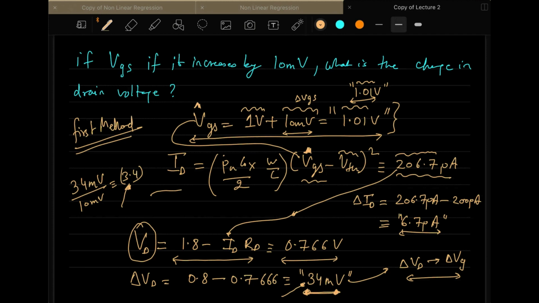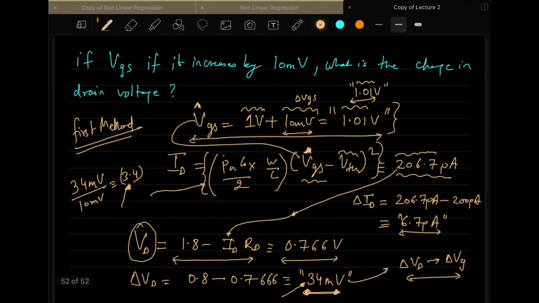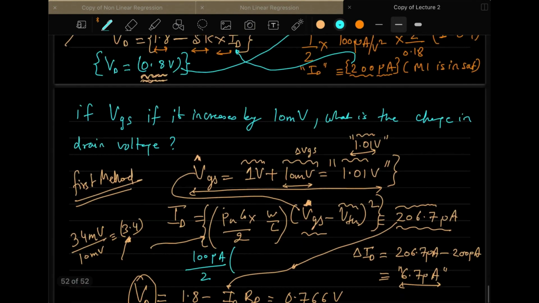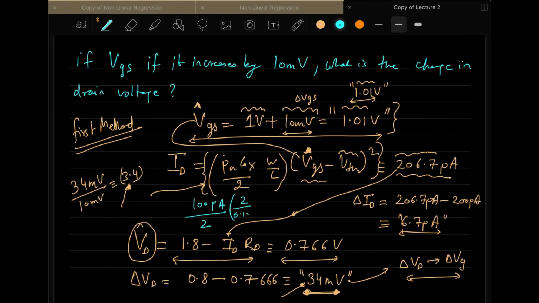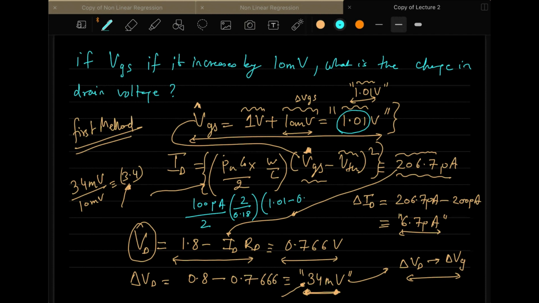You rewrite again this equation, which is the MOSFET's equation in saturation. So your mu and Cox you know already. The value of mu Cox is 100 microamperes. Let me write here 100 microamperes divided by 2. Then W by L is also given. Its value is 2 by 0.18, and then your VGS is given as the new one, which is over here. So this is your new VGS, and your VTH is also given as 0.4. So this is your new current, which is ID new.